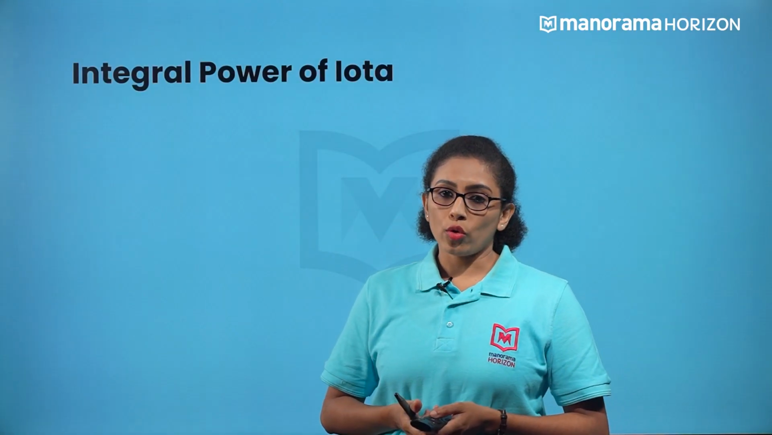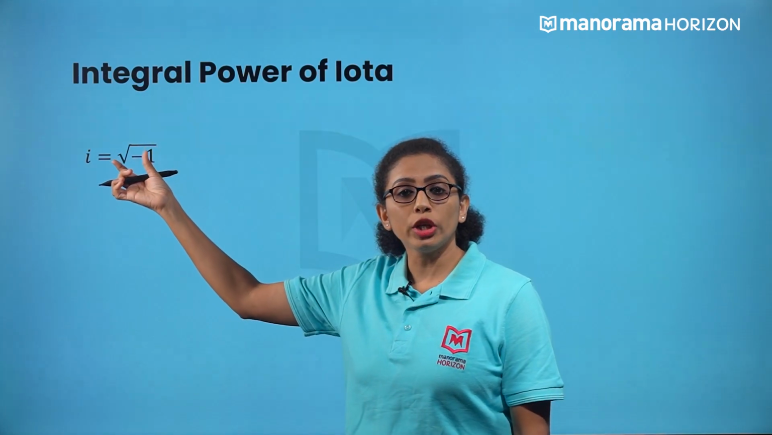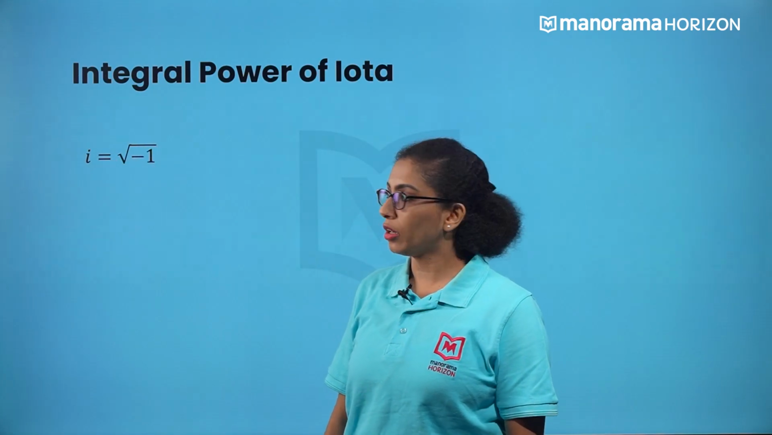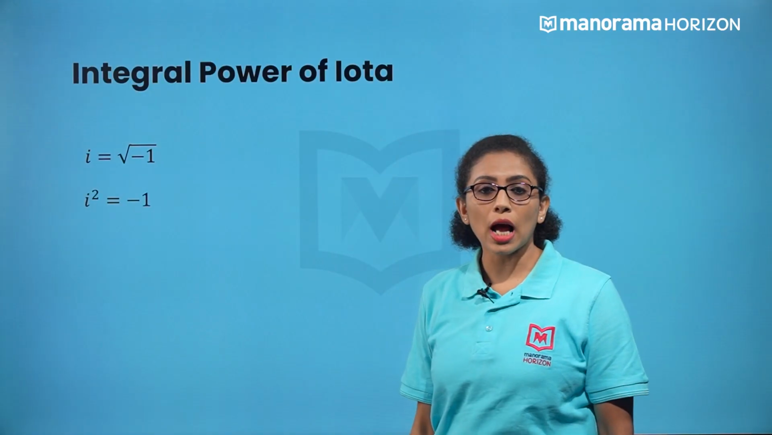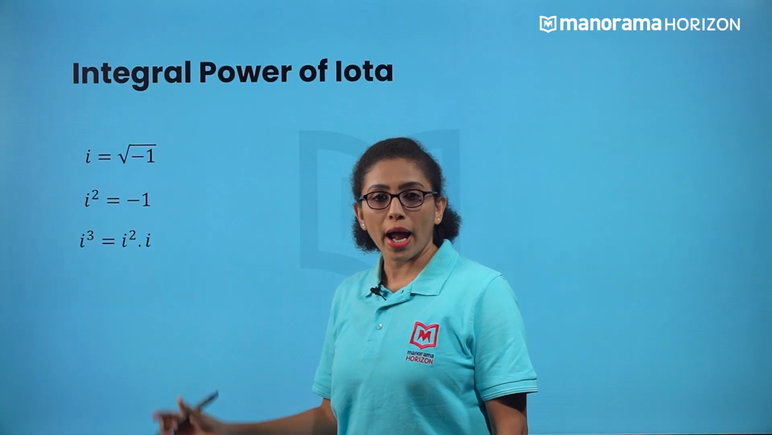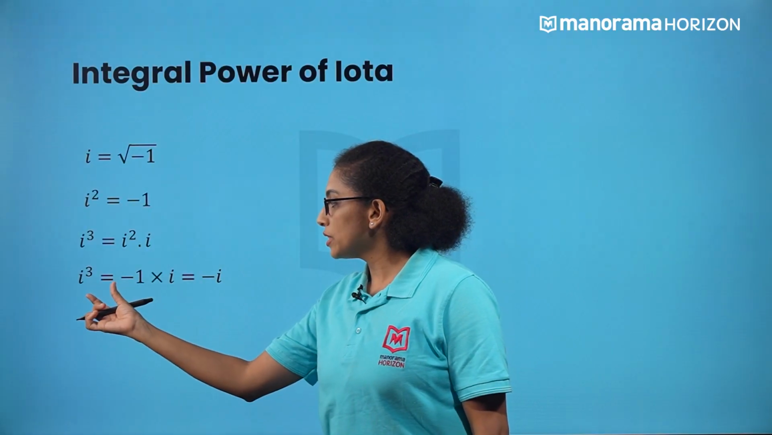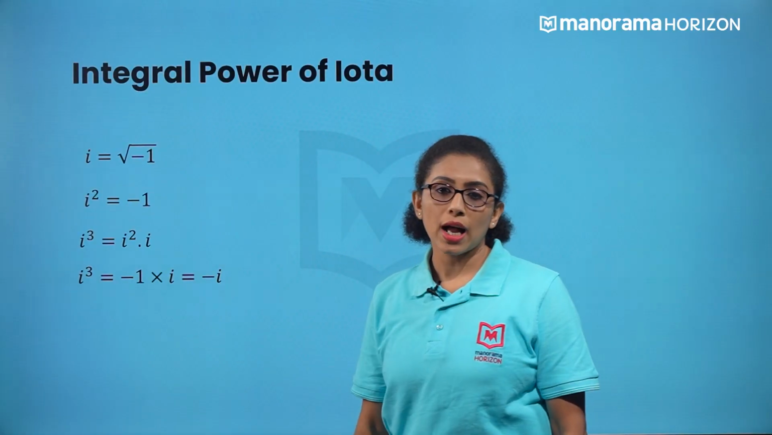Integral power of iota. What is i? i is equal to root of minus 1. i square is equal to minus 1. Now, how can you write i cube? i cube can be written as i square into i. That is, i cube is equal to minus 1 into i, which is equal to minus i.